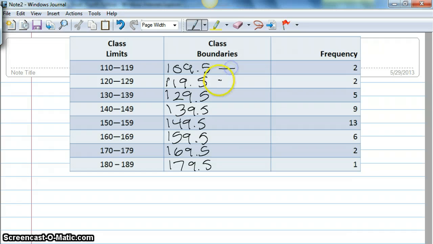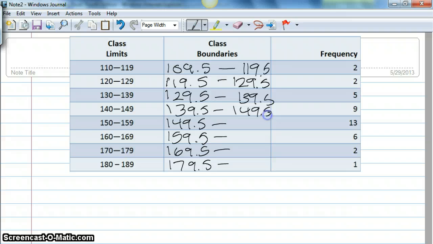Now, to get the upper class boundaries, so that we'll have these nice exhaustive intervals for our classes, we are going to add a half a unit of precision to each of these upper class limits. So we're going to add a half to 119, which gives me 119.5. Then we'll add a half to 129 to get 129.5. We'll add a half to 139 to get 139.5. And then we just continue.